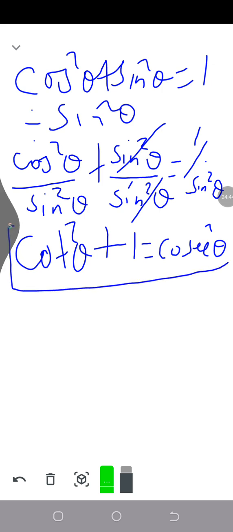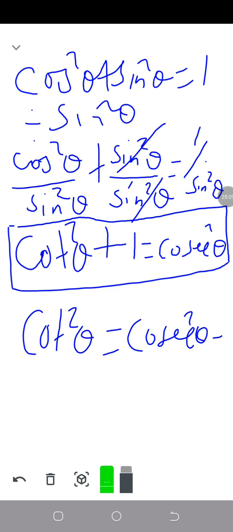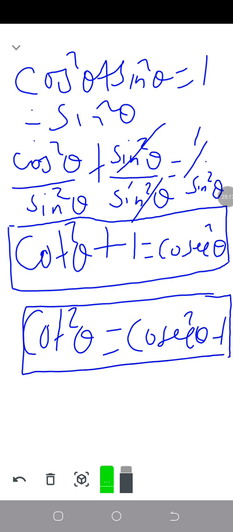More identity from this identity that we have formed by dividing sine squared throughout the first identity: we can make also cot squared the subject, meaning we take 1 to the other side and we shall have cosec squared theta minus 1. This one is also a very important identity. That is very, very important.